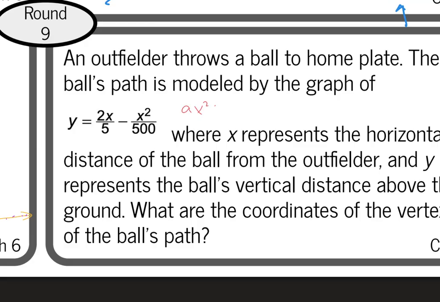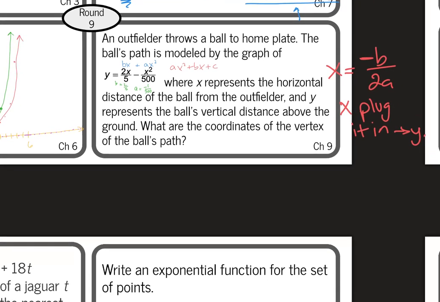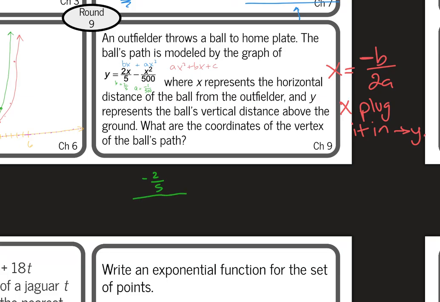We're used to ax squared plus bx plus c, but how this one is written is bx plus ax squared. So that means that our a is negative 1 over 500. Again, might seem crazy, but it'll turn out okay. And b is 2/5. So negative b, negative 2/5 over 2 times, negative right there.